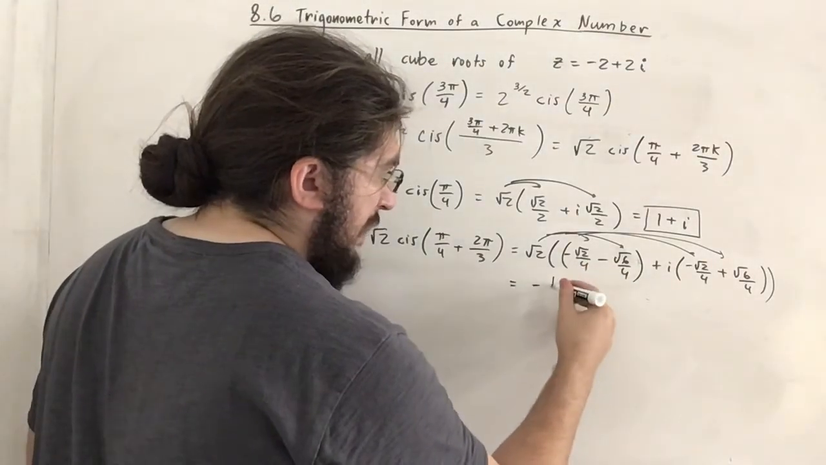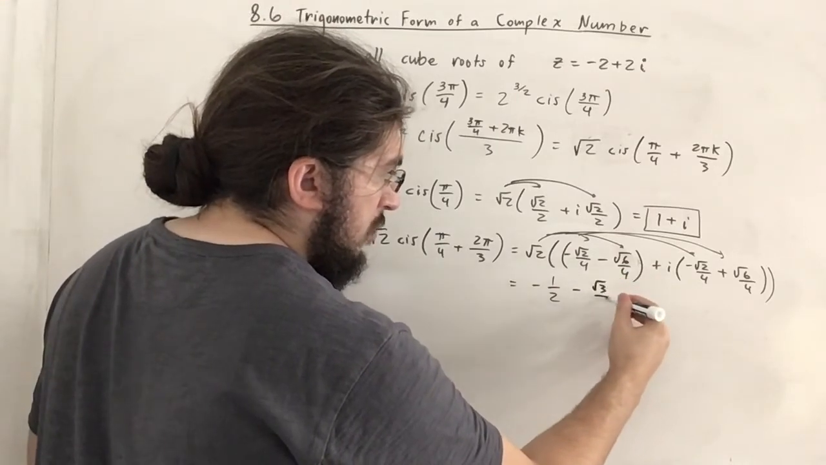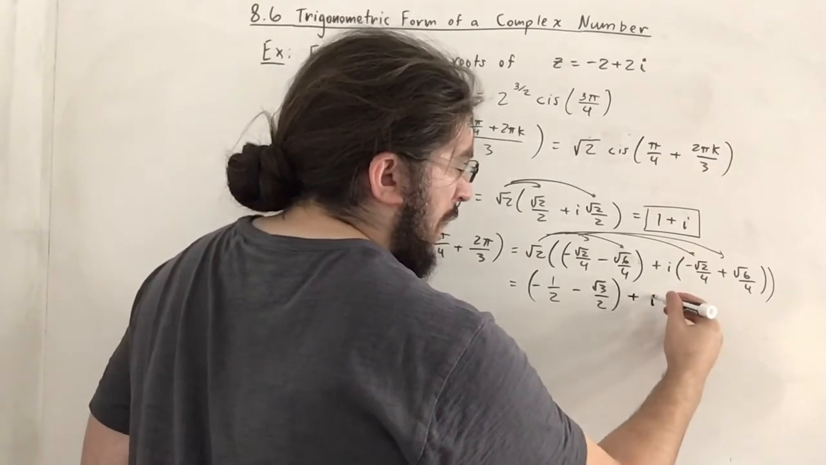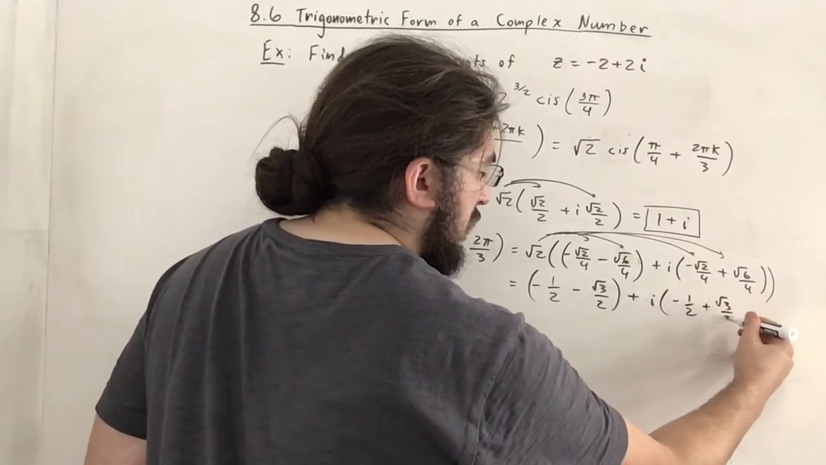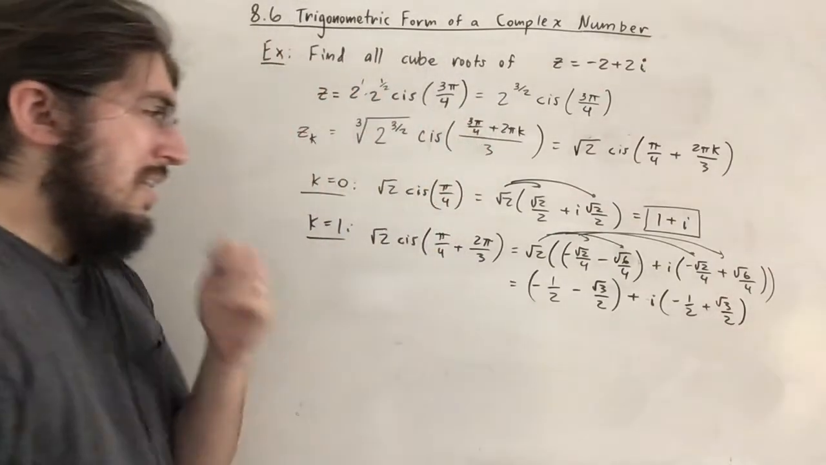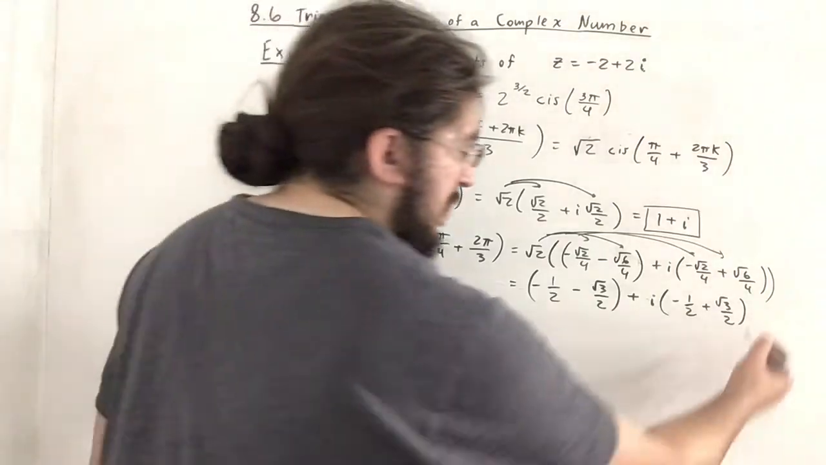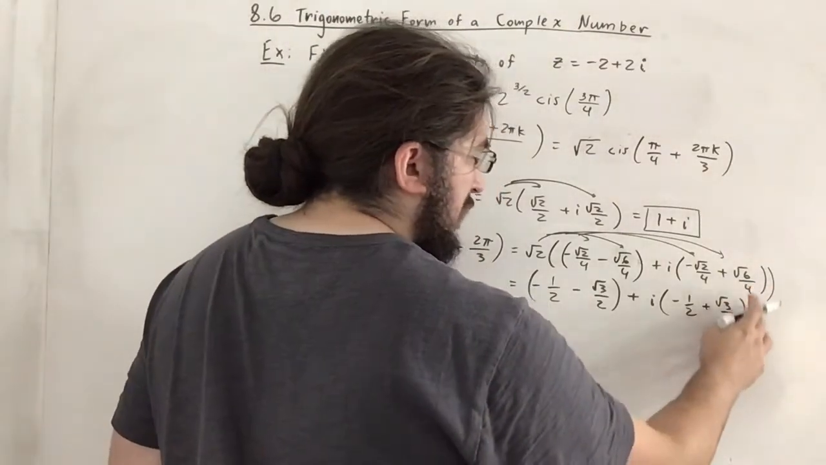We end up getting negative 1/2, because it's going to be 2 over 3, minus radical 3 over 2, plus i times, that's negative 1/2, and that's positive radical 3 over 2. Yikes. So it's a pretty nasty looking one. And we don't need parentheses there, sorry. And you can approximate this if you want.